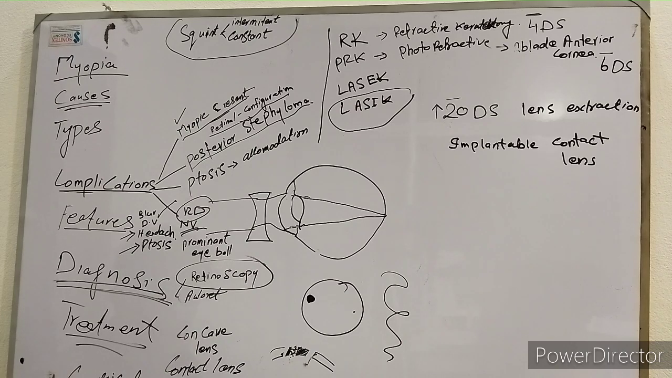Now what are the treatment options of myopia? We can treat myopia with the help of concave lenses, with the help of spectacles, or with the help of contact lenses. These lenses are concave lenses. If we are providing spectacles, these are also concave lenses. If we are providing contact lenses, these are also concave lenses. The last is surgical treatment, how we can treat myopia with the help of surgery.